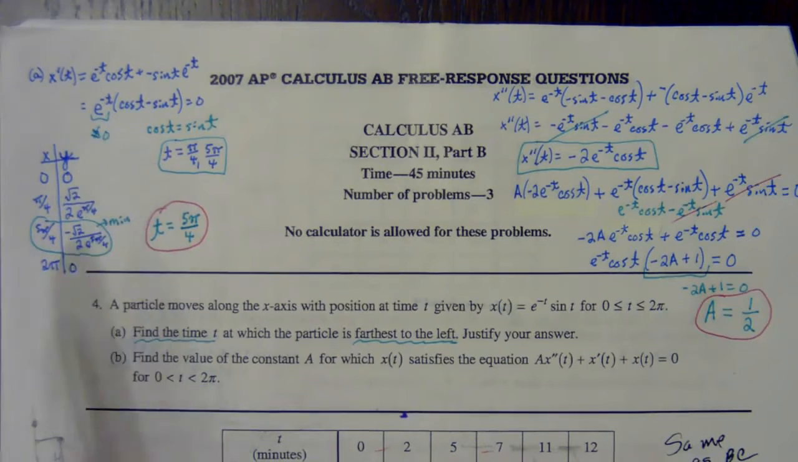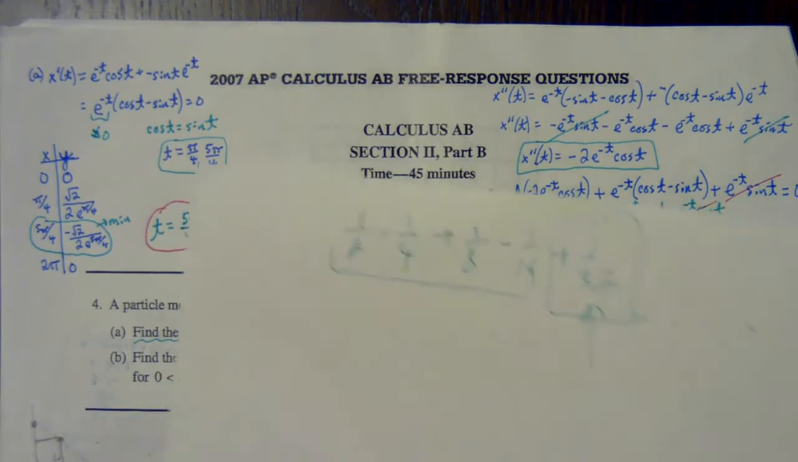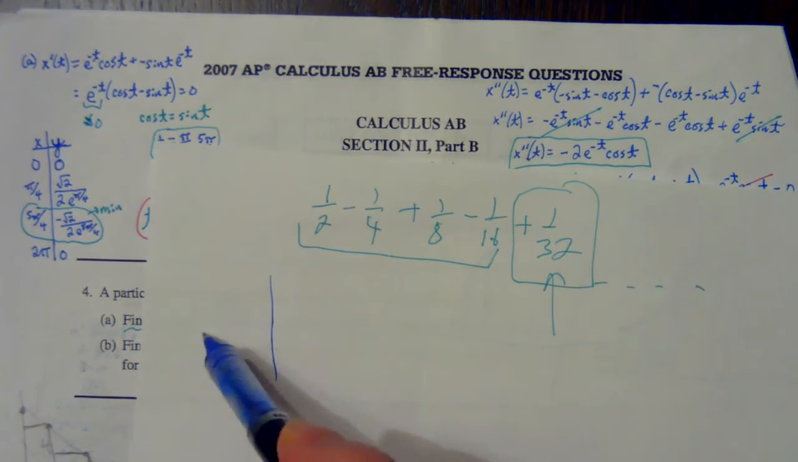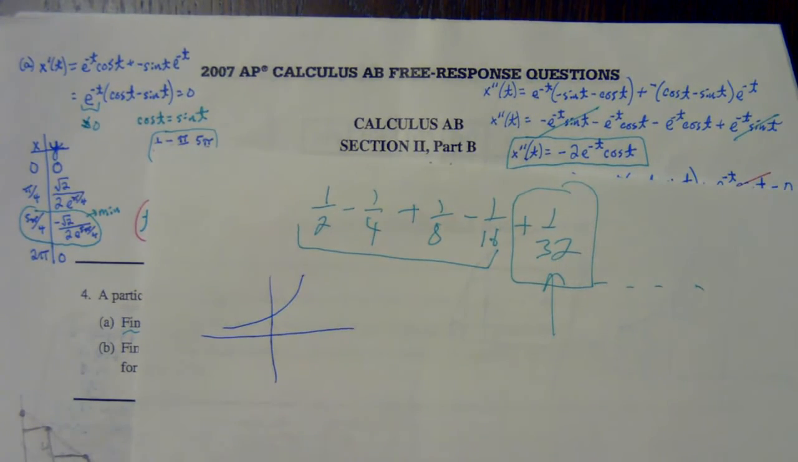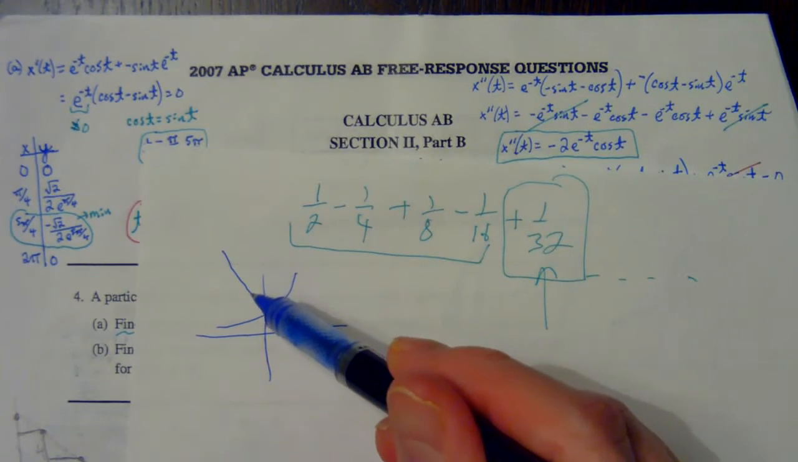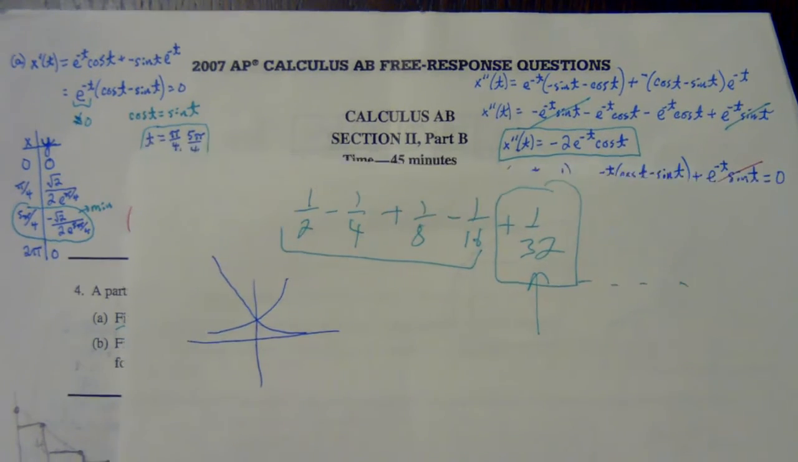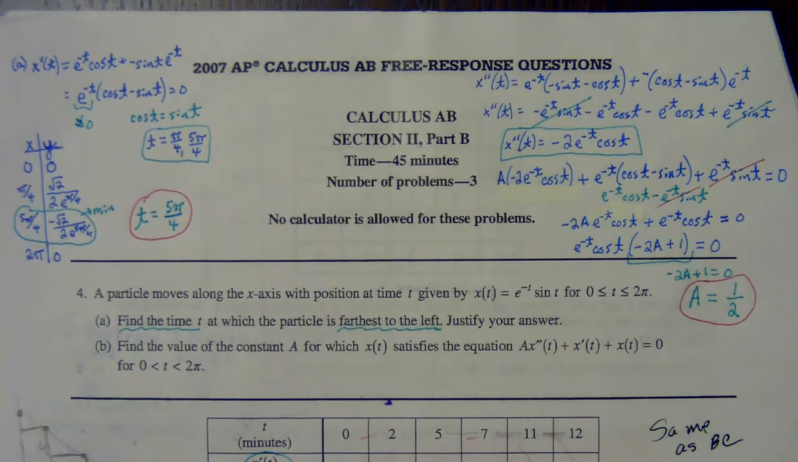Now remember, your e to the x graph is never equal to 0. Your e to the x graph will look like this, and so it never crosses the x-axis. Or if you have an e to the negative x or a fraction, it's never going to cross the x-axis. So you don't have to worry about that part of it.